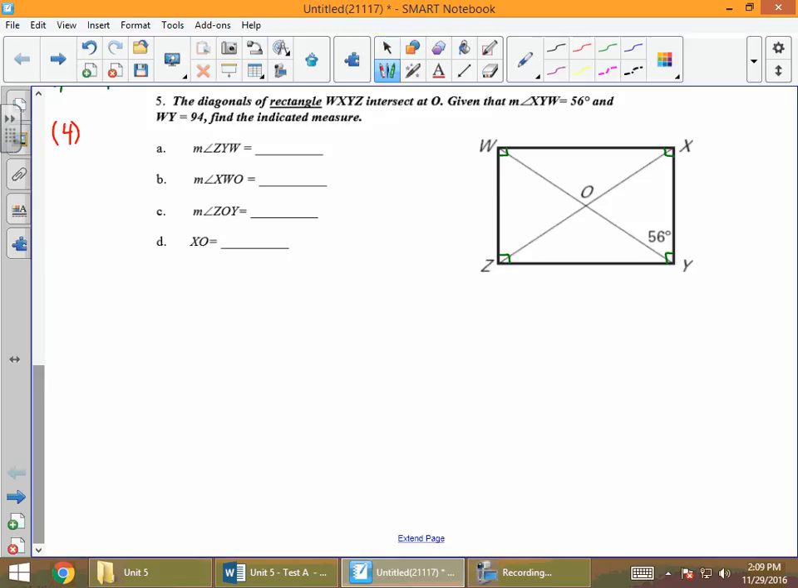And just some of the things I know. If I have a 56-degree angle shown, if XYW is 56, the other one has to be 90 minus 56, because that whole angle has to be 90. So that is 34. And it's a rectangle, so the top and bottom are parallel, so 34 has an alternate interior angle up here. It's 34. 56 then will be here.